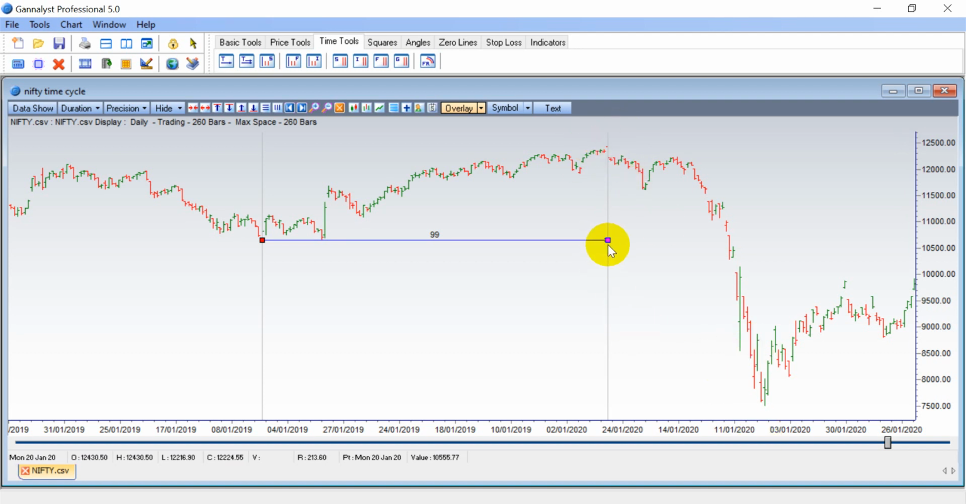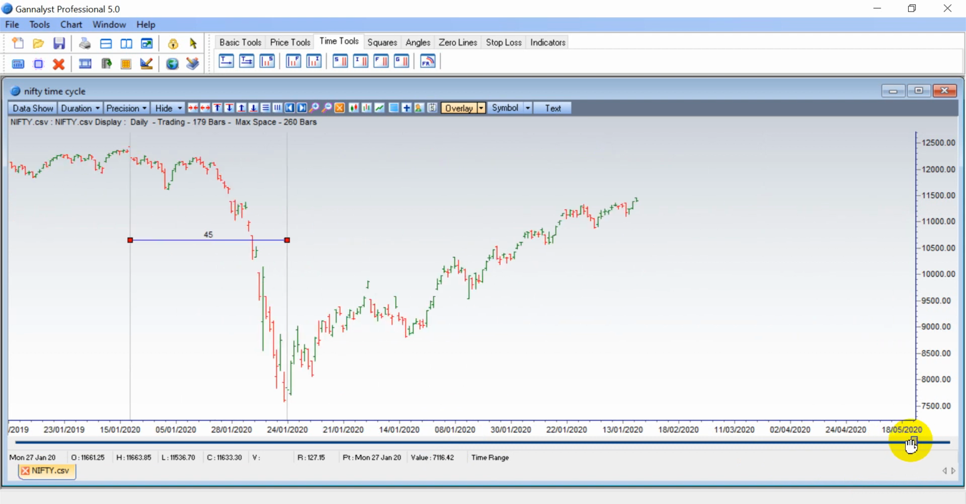40-50%. Now after 99, let's go to the next bar, which is 144. So 142, 143, 144. Exactly the bottom was made at 7511, and from there we had a good rally. Again I can draw another time cycle. I'll take this top and calculate 99 bars and 144 bars.